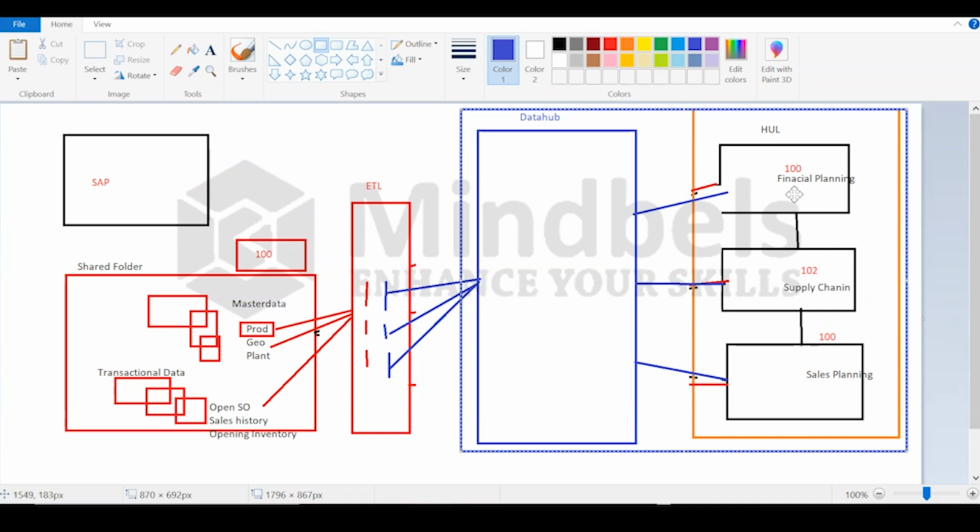Correct? Now, if you are not getting this data directly from the source system, and in between you use this data hub, which is part of our Anaplan, I just push the data, or I just pull the data from this model to this financial planning. So the same product data I'm placing here.